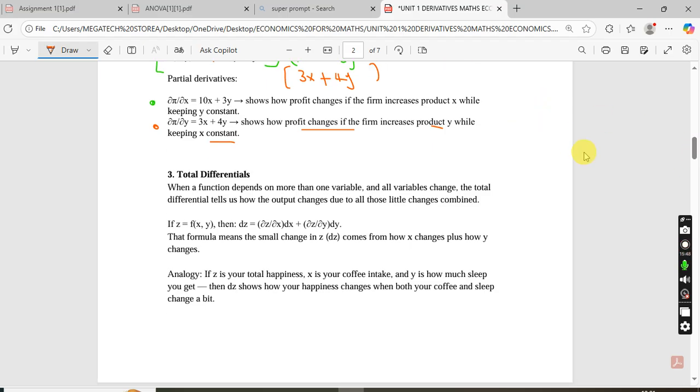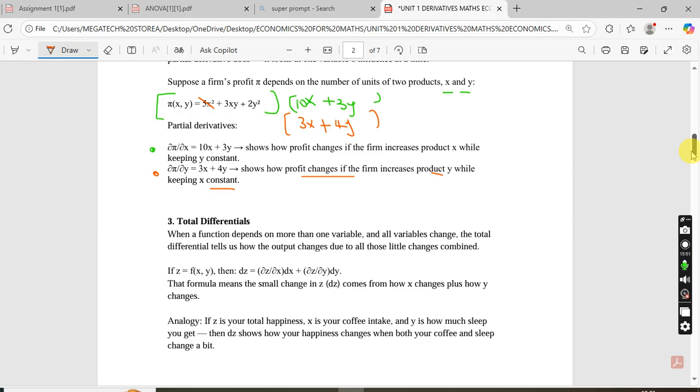Total differentials basically talks about the total change that will happen when you incorporate the rate of change of x and the rate of change of y, the total change that will occur to the function. It's basically just a continuation of this. For example, if they asked us to get the total differential for this same function here.